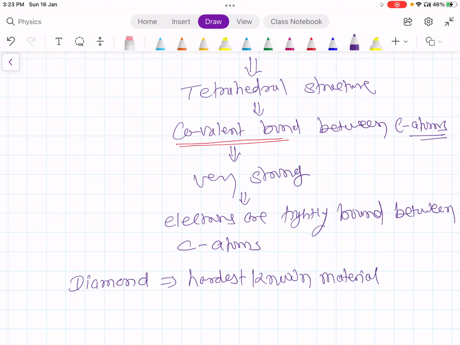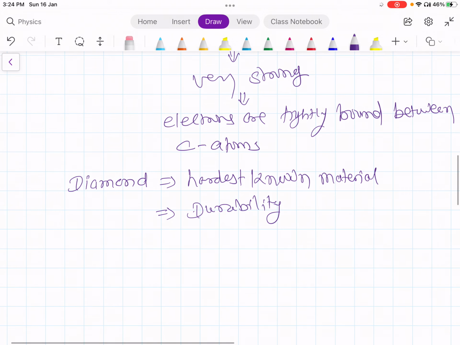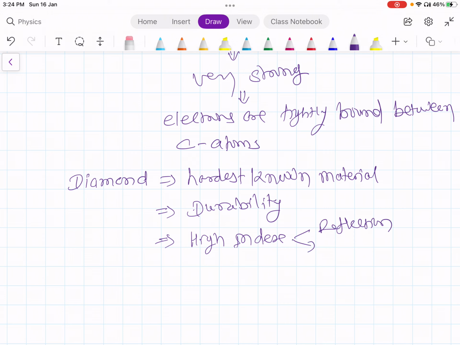If the scale of hardness is 1 to 10, then diamond has 10 points. Hardness is the maximum, that is 10. Diamond is also known for its durability, and it has a high index of reflection as well as refraction.